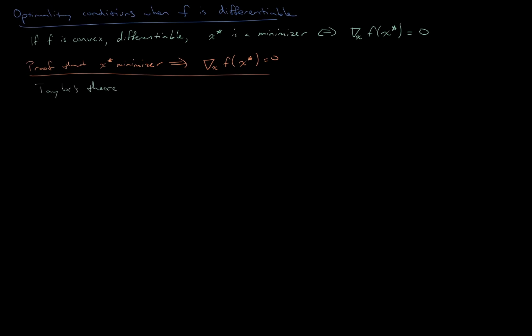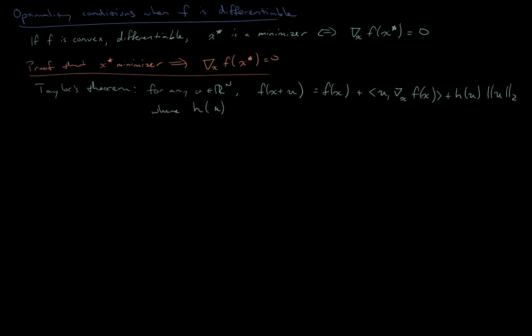You may remember Taylor's theorem. There are lots of different ways of writing out Taylor's theorem, but the version that we'll be using in this class is that for any u in R^n, we have that f of x plus u can be written as f of x plus the inner product of u with the gradient of f evaluated at x, plus h of u times the 2 norm of u, where h of u is just some real valued function that goes to 0 as u goes to 0.